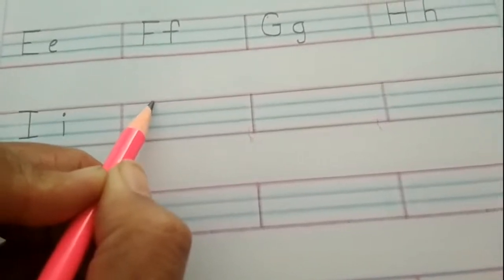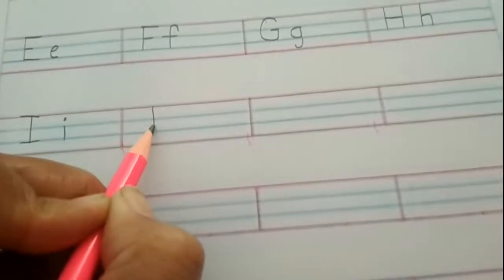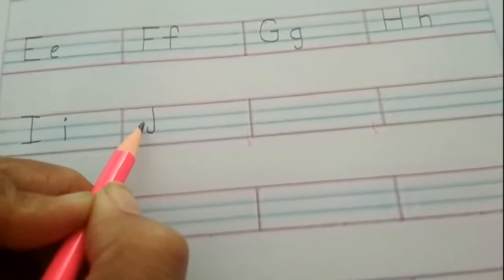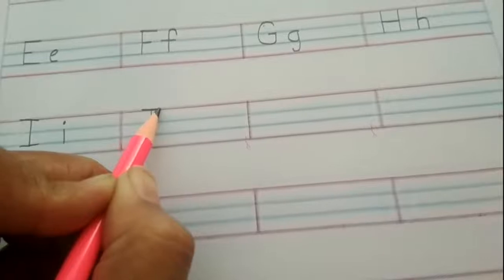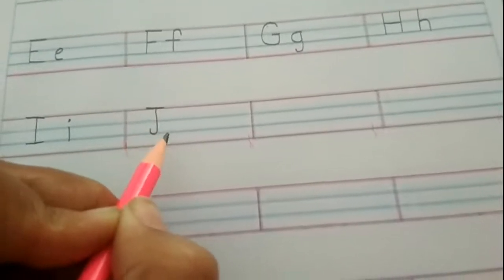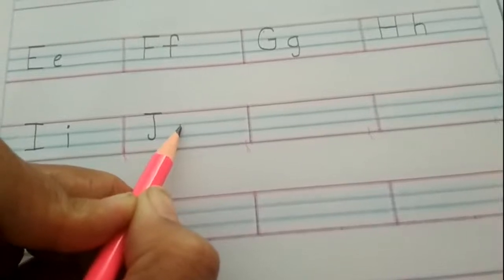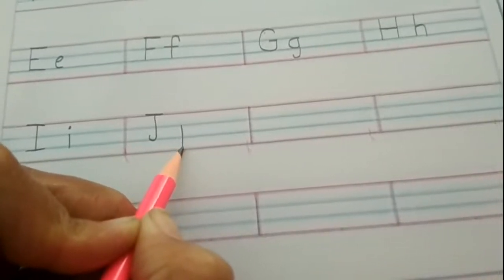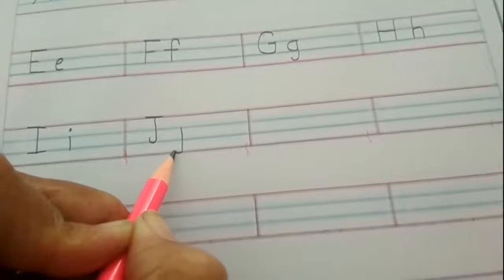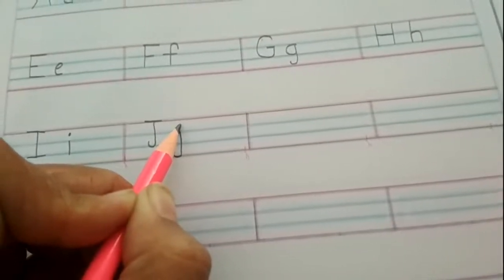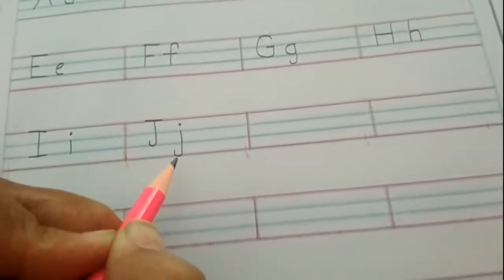For capital J, start from the red line, make a standing line, touch the second blue line, then go up a little bit, then make a slipping line. For small j, start from the second blue line, make a standing line, touch the second red line and go up a little bit, then leave some space and make a dot.